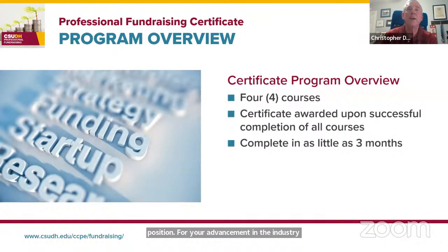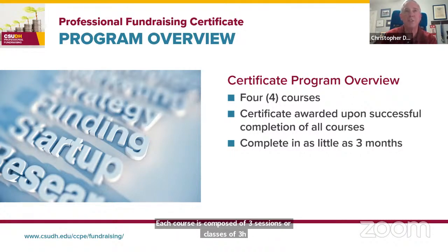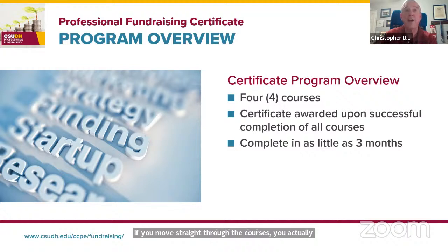The certificate program, we call it the Professional Fundraising Certificate program. It consists of 4 courses. Each course is composed of 3 sessions or classes of 3 hours each. Once you complete all 4 courses, you'll be awarded the certificate. If you move straight through the courses, you actually could finish in as little as 3 months. It's a very easy and affordable way to obtain a certification that you can use to move up or get into the fundraising or nonprofit world.